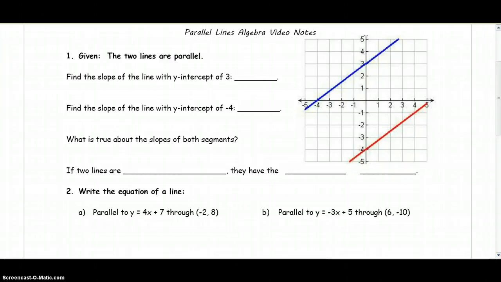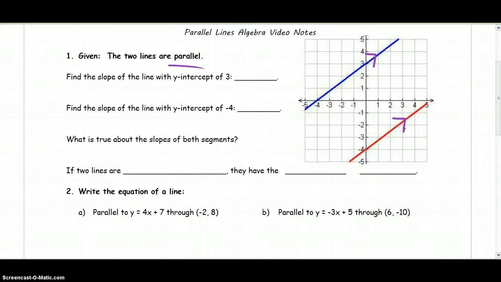What we're going to do today is discover what we can find out about the slopes of parallel lines and then how to find the equation of a line parallel to a given line. Now if we look at these two graphs, we recognize that these lines are parallel and that's given to us, so I could even go ahead and mark those both as parallel.